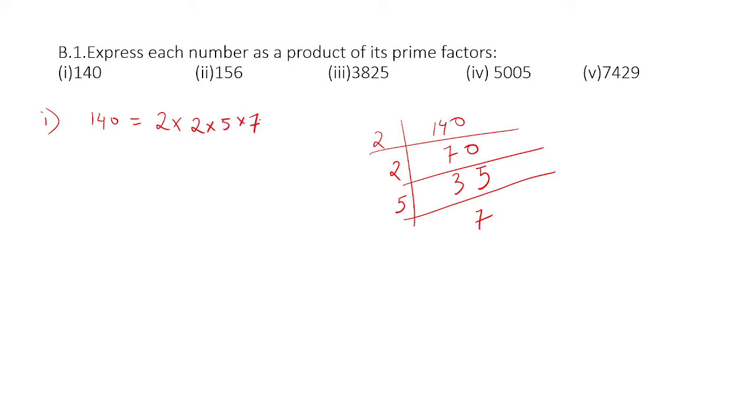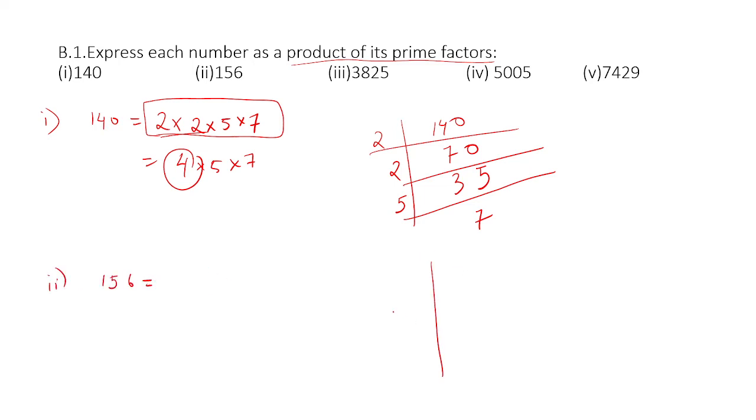Then you just check: is 2 a prime number? Yes. Is 5 a prime number? Yes. Is 7 a prime number? Yes. Do not make the mistake of writing this 2 and 2 as 4 into 5 into 7. It will be wrong because 4 is not a prime number, and they have clearly mentioned that we're asked to write it as a product of prime numbers only. So you'll have to write it this way: 2 into 2 into 5 into 7. The next question is 156. The same way, we'll begin with 2 because the number ends with a 6, which is a multiple of 2 again.